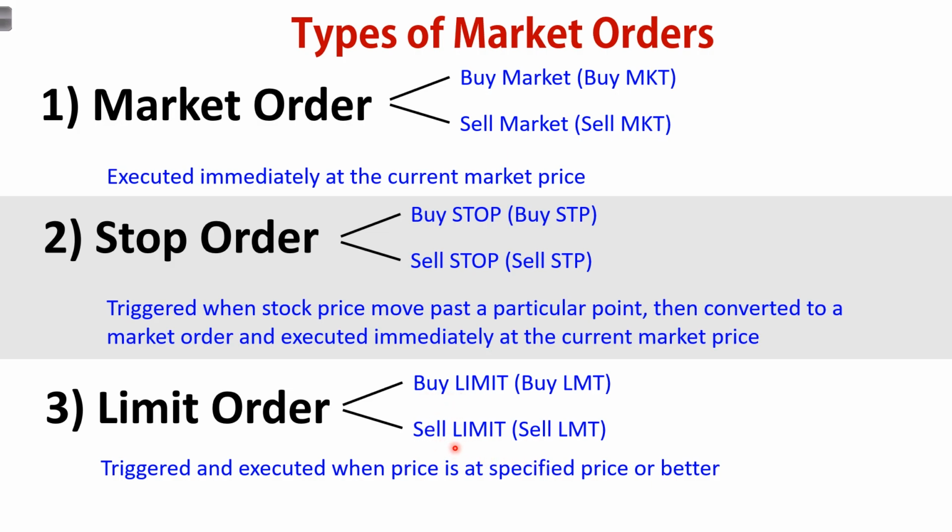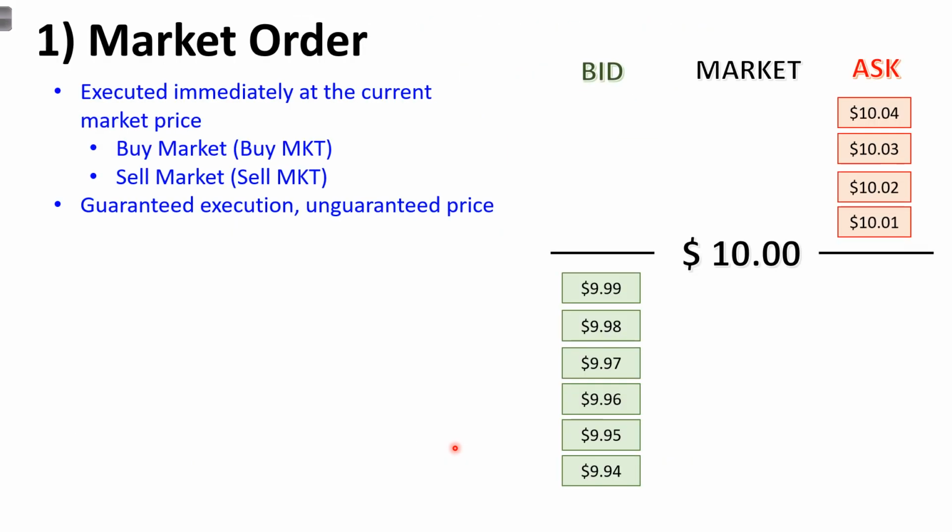Okay, I know all this may sound confusing to you right now, so let us look at the simplest order first, and that is the market order. So now, let's say that we want to buy the stock at $10, and we submit a buy market order. What will happen is that it will trigger immediately, and we will buy from whoever out there is willing to sell at the lowest price. And in this case, it is $10.01.